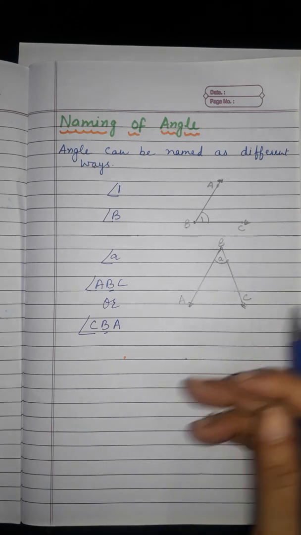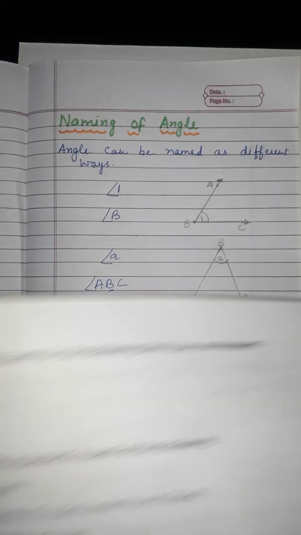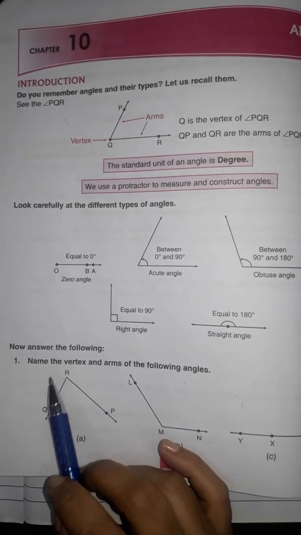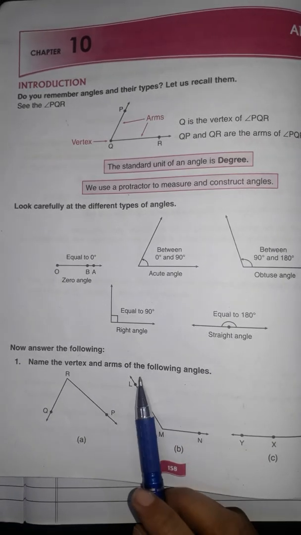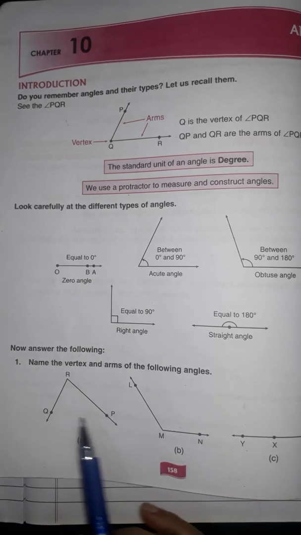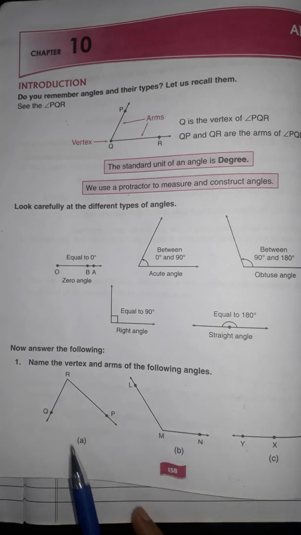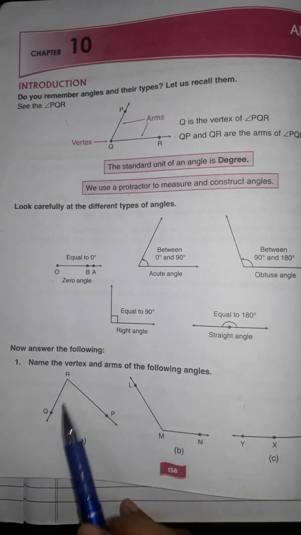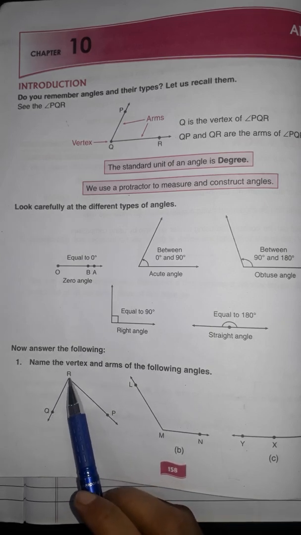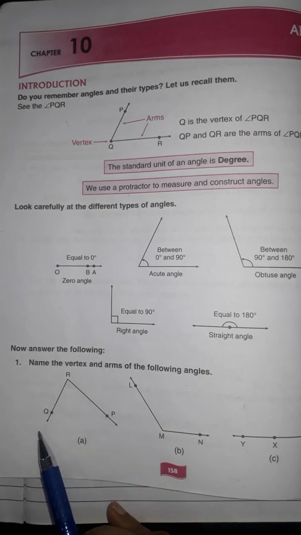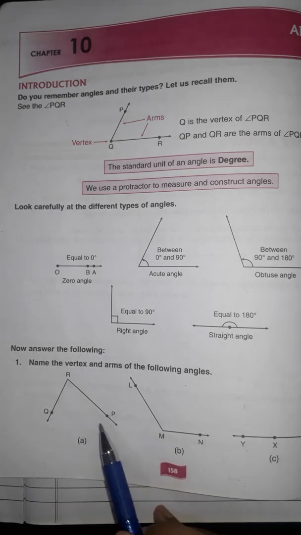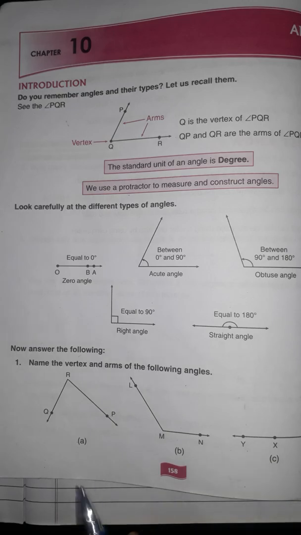Now here is the worksheet, an introductory worksheet. You have to solve this worksheet. This is just an introduction. Name the vertex and arms of the following angles. Here you have to write the name of the vertex and arms. So the name of the vertex in the first figure is R, the meeting point of two rays. The name of the vertex is R, and the names of the arms are RQ and RP. Similarly, you will do the next two parts.